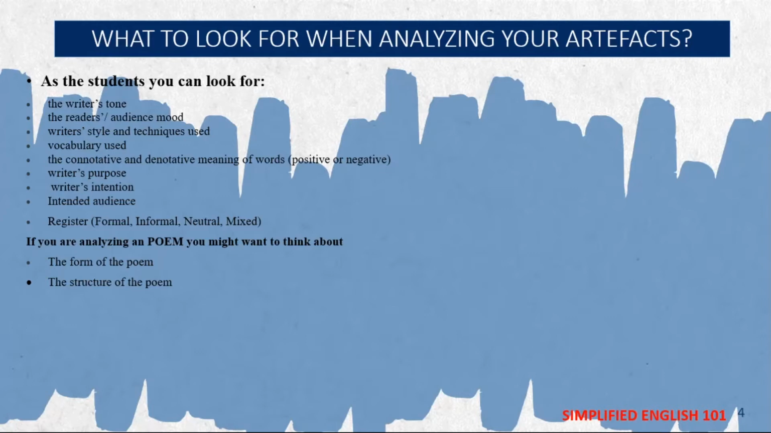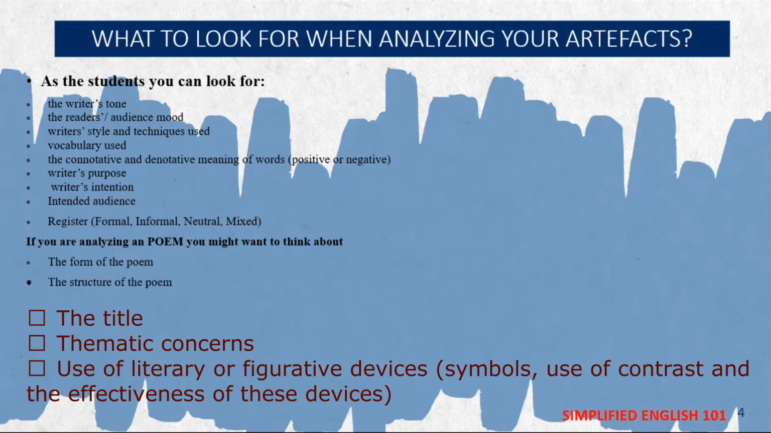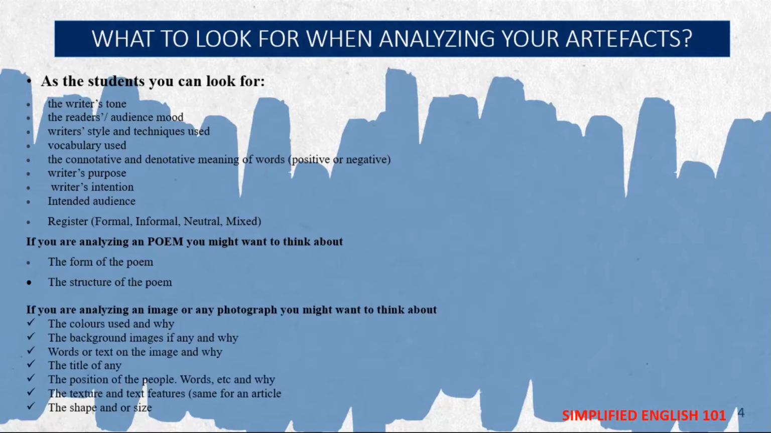In looking at that, you also want to consider the title of the poem or the piece used, the thematic concerns presented, the use of literary devices and or figurative devices. Consider too the use of symbols, contrast, irony, and the effectiveness of these. If you're analyzing an image or any kind of photograph, you might want to think about the use of colors and why the colors are used. As I gave an example earlier, in a particular image, the artist might decide to use white. And we know that white symbolizes a particular thing. And we know that black symbolizes a particular thing. Why did the artist use white in comparison to black? The list goes on. So you think about the colors used, the images used, and why.